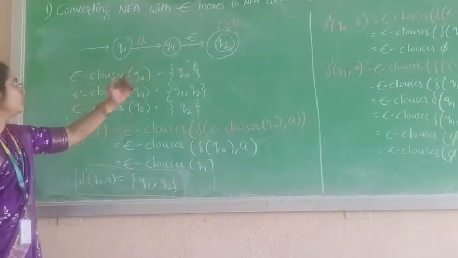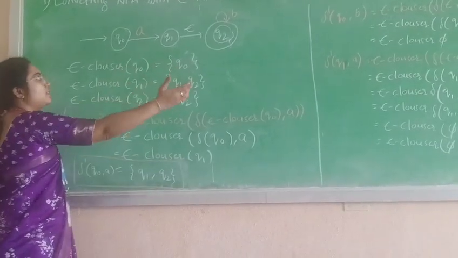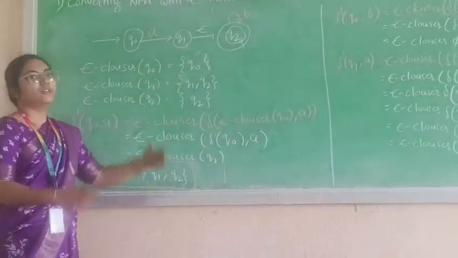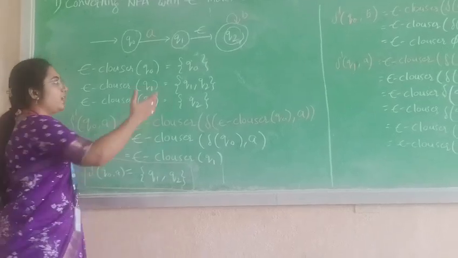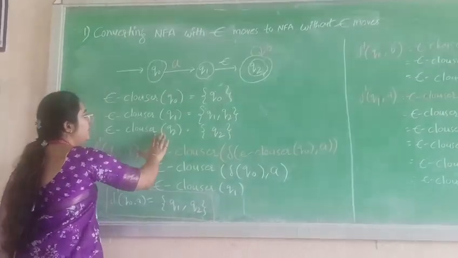Coming to epsilon closure of Q2, there is no other state, but the self loop is there. We can't go to another state, so we can write only Q2. Up to here we finished.